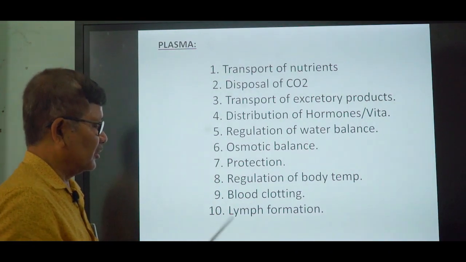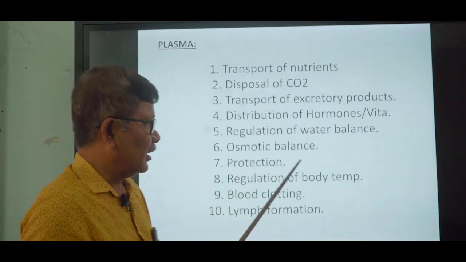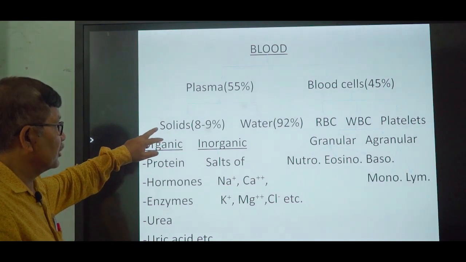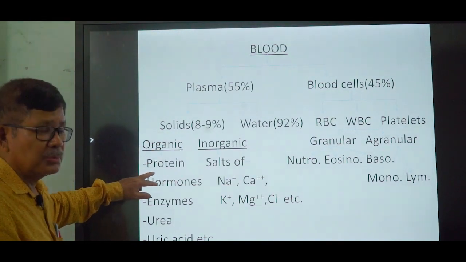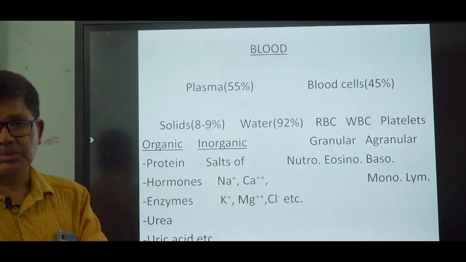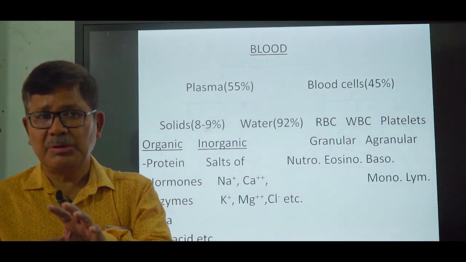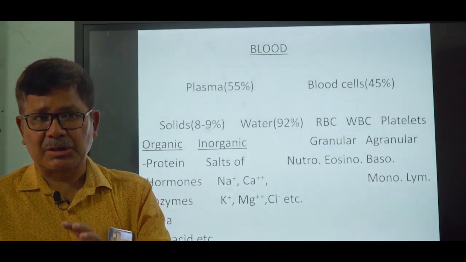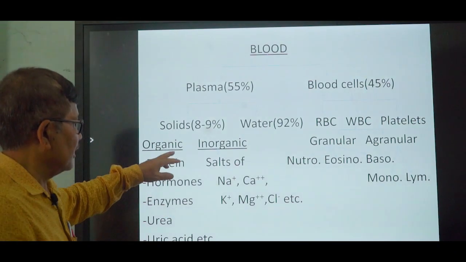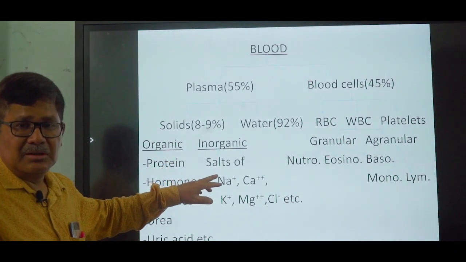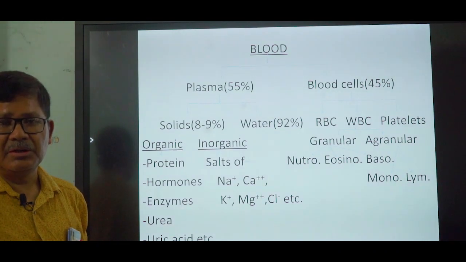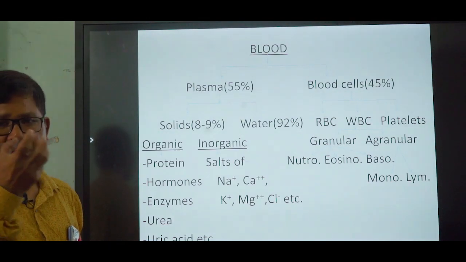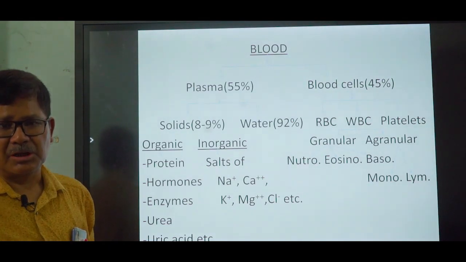Then protection. In the chemical composition of the plasma, we have seen that protein is there. There are 4 different types of protein: albumin, globulin, fibrinogen and prothrombin. These are the protein substances. Of these, the albumin converts to immunoglobulin, and this immunoglobulin protects our body from outside harmful substances.